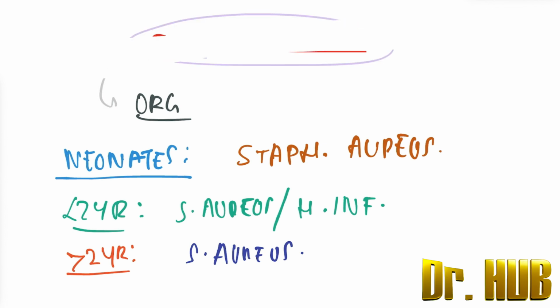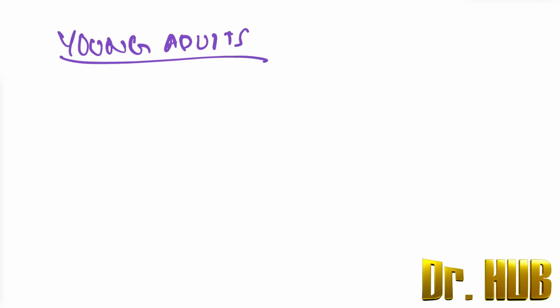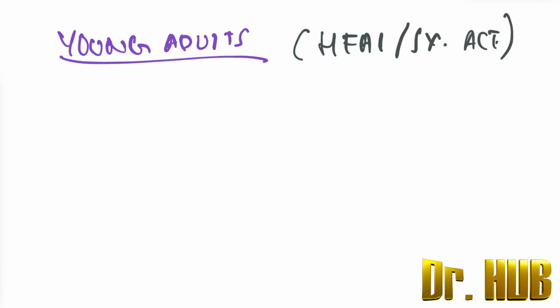Next, we move on to the young adults. By young adults we mean healthy as well as sexually active. In such cases, the organism involved is Neisseria gonorrhoeae.